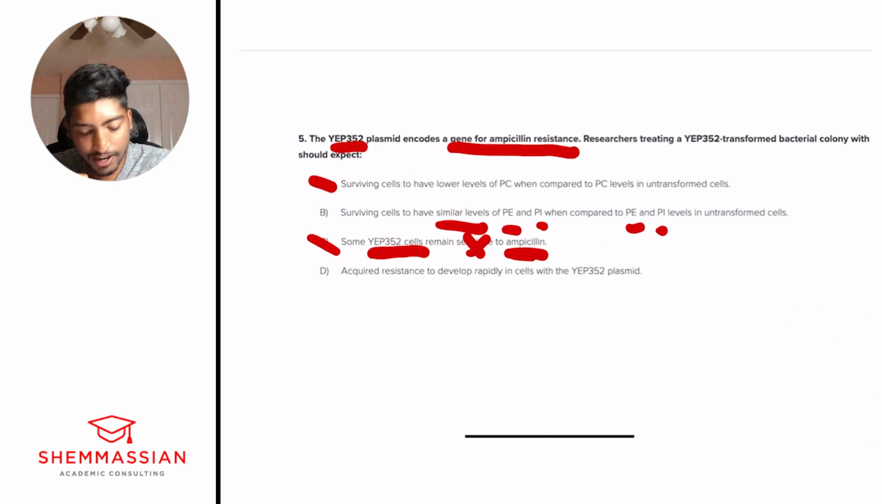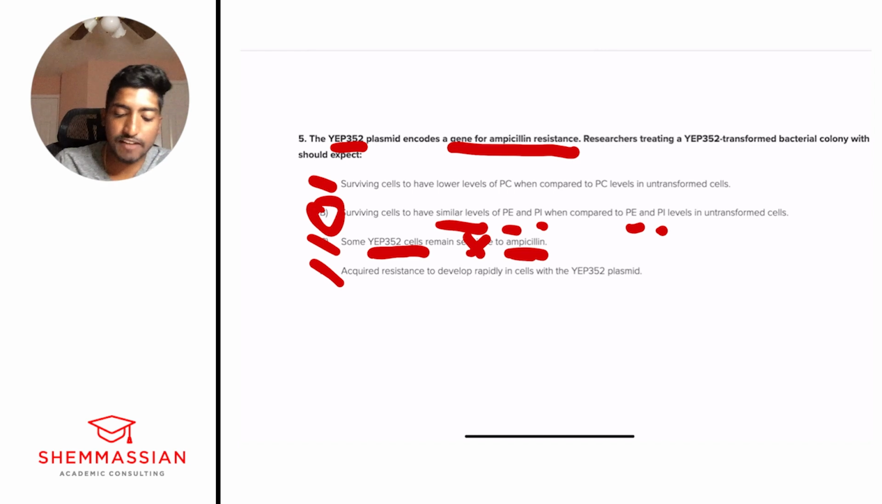And D, acquired resistance developed rapidly in cells with the YEP352 plasmid. This is not a case of acquired resistance where we're gaining resistance to something. Once we have the plasmid encoding, it's resistant. So acquired resistance is not the correct term here, and so we can eliminate D. And so we're left with B, and so surviving cells will have exactly similar levels of PE and PI compared, and we're 5 for 5. We crushed it.